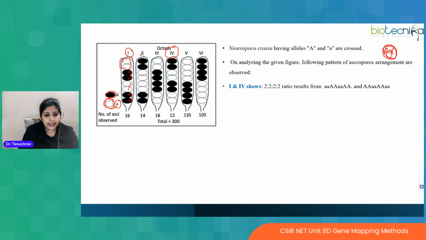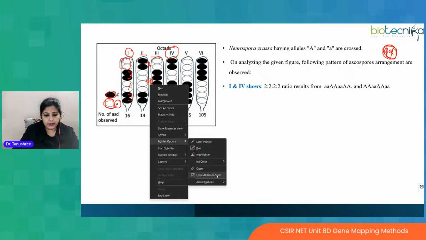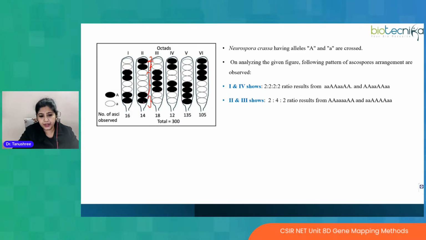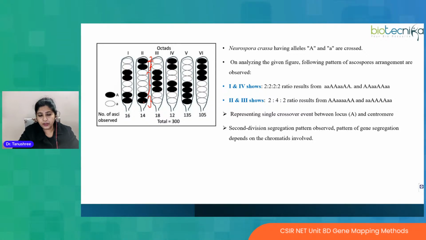Now, if you see second and third, here we are getting a 2 is to 4 is to 2 ratio. I have mentioned it in the slide also. So these 2, these 4 and these 2. When do we get the 2 is to 4 is to 2 ratio? When there is a crossing over event between the locus A and the centromere. I have already shown you in the previous slide. And what kind of segregation pattern is observed? Second division or meiosis 2.